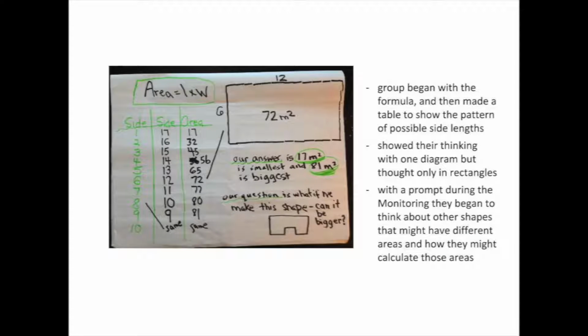Here's another one where the group began with the formula. That was the first thing they wanted to talk about. I know area is length times width. And then they made a table because they started to realize they could have this whole sequence of rectangles and squares that would work. They decided they'd show their thinking by making one obligatory diagram on the top of the page. Decided right away, we've got the smallest, we've got the largest. And so when I dropped by, I said, oh, I wonder if it has to be a rectangle. Would it make any difference if you used a different shape? And then they got into exploring some of those ideas and keeping thinking going.